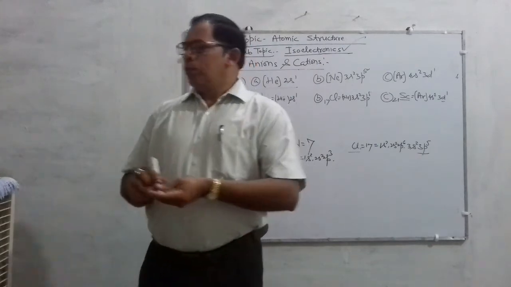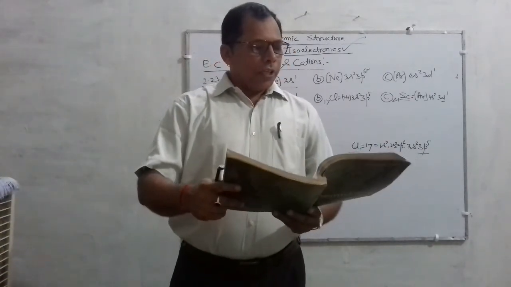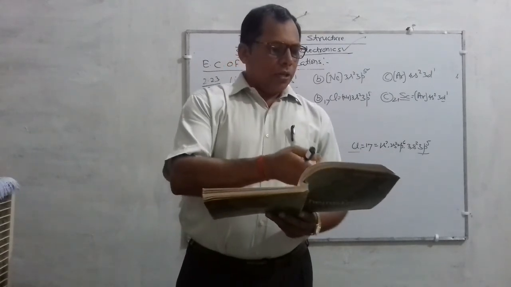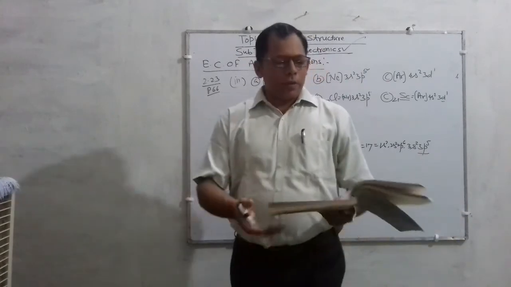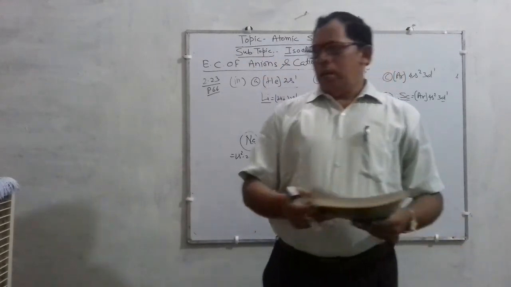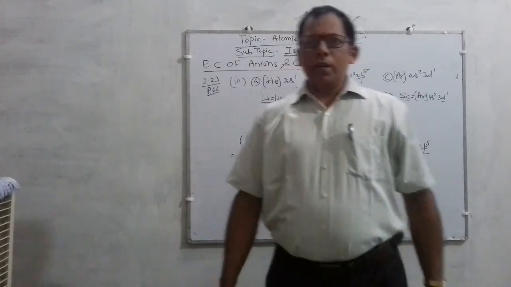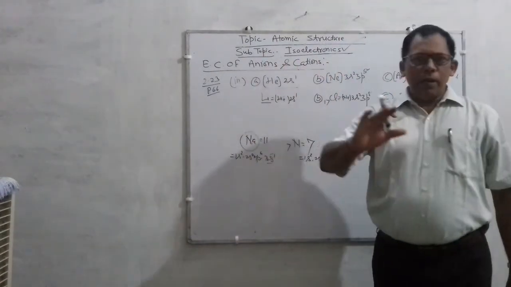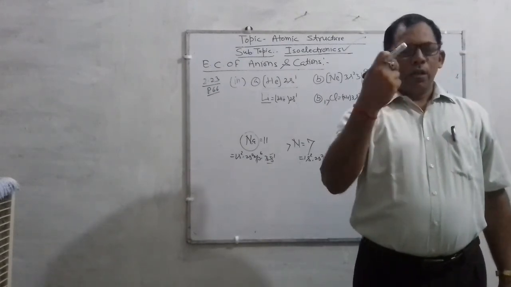So children, do more numericals. Some numericals are left, 24, 25 and so on. Try them by yourself, and if they do not come, I will explain them in the next upcoming lecture. Till then, students, revise the points properly, and if you have any doubt, ask me without any hesitation.